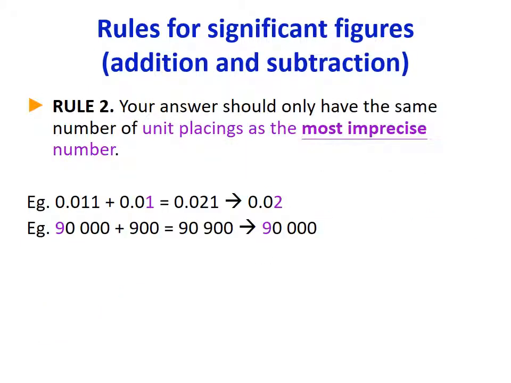Okay, rule 2. For addition and subtraction, your answer should only have the same number of decimal places as the most imprecise number. Okay, so here's the example here.